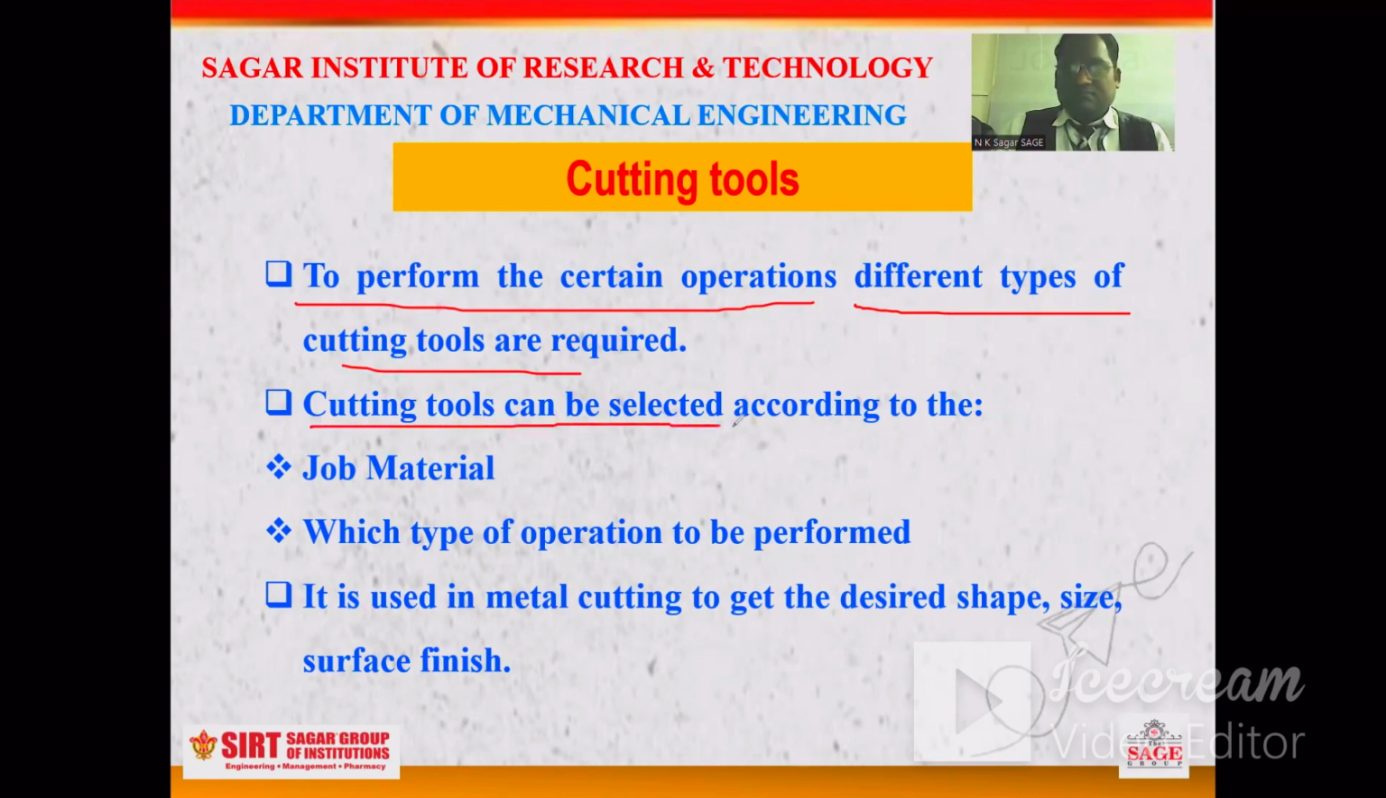Cutting tools can be selected according to the material of the job and which type of operation is to be performed. So there is a variety in the cutting tools. There are a number of cutting tools. According to the job material and which operation we have to perform on the job, we can select the cutting tool. The cutting tool is used in metal cutting to give the desired shape, size, and surface finish.